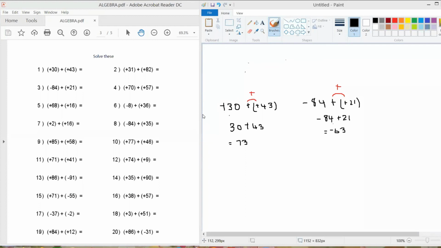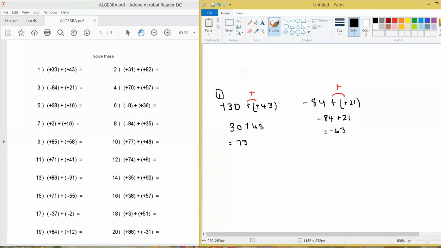So here we have number 1. Number 1 we have 30 plus open bracket plus 43 close bracket. The mere fact you see a sign or any number and it opens to a bracket, it is indicating multiplication. So you need to use the multiplicative rule in order to get rid of the sign.